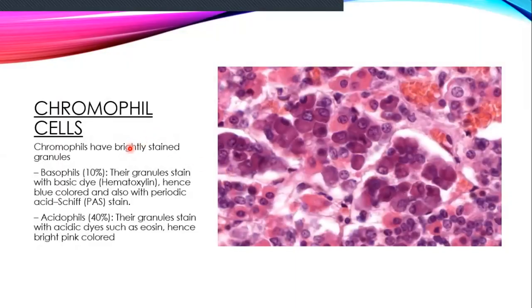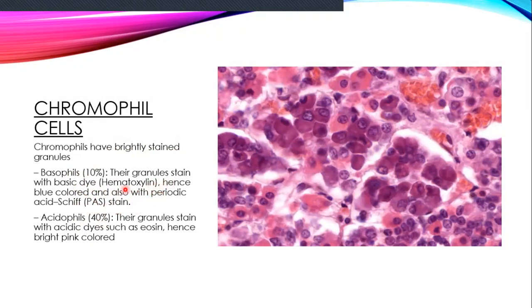Now let's look at the chromophile cells. They have brightly stained granules, and the chromophile cells are of two types. They can either be basophils, which make up 10%, or acidophils, which make up 40%. Basophils have granules that usually stain with basic dyes such as hematoxylin, hence they are blue colored, and they also stain with the periodic acid Schiff stain, the PAS stain. So they are PAS positive.